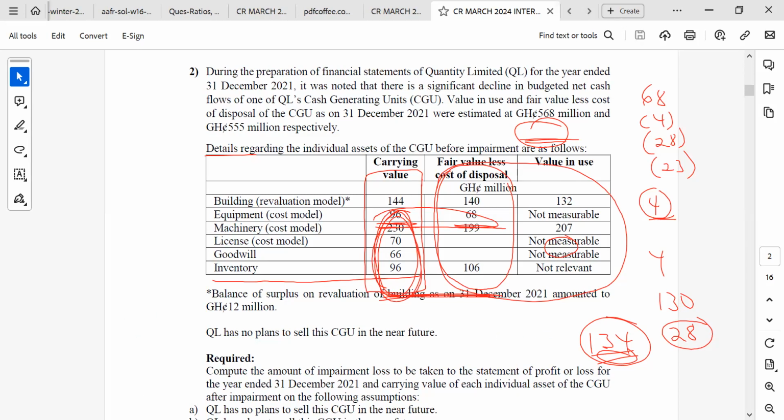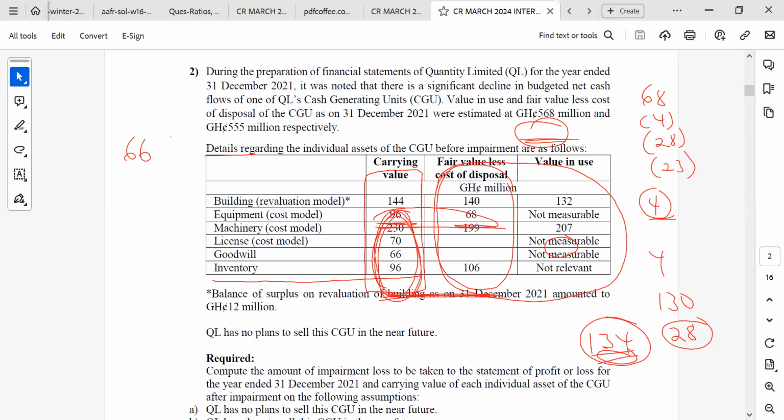Okay, yeah. All right. So let's try that one because the current impairment is 134. So 5 is 68 minus 5. The difference is 1. So plus this one, I'm having 147. 147, yes. Okay. So goodwill will take 66 out of that.